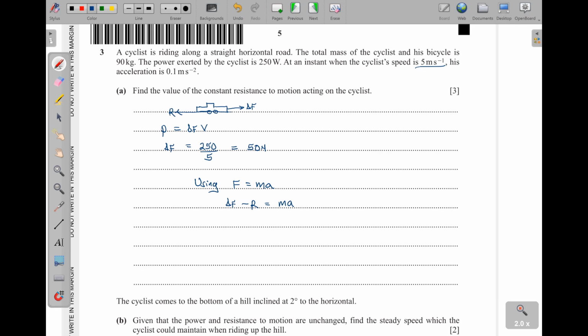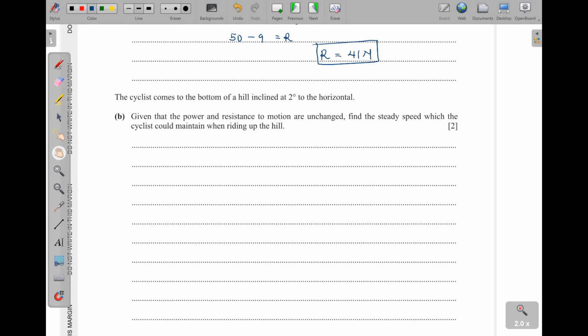So the driving force, we have gotten it as 50, then minus now the R, and then the mass of the cyclist and the bicycle is 90, times the acceleration, which is given as 0.1. So meaning we can have 50. If I take this one this side, then it is going to be positive. So bring the 90 times the 0.1, and I think that one will give us 9. Then is equal to R. So that means our constant resistance is 41 newtons. Okay. Then next they are saying the cyclist comes to the bottom of the hill inclined at 2 degrees to the horizontal. Part B.